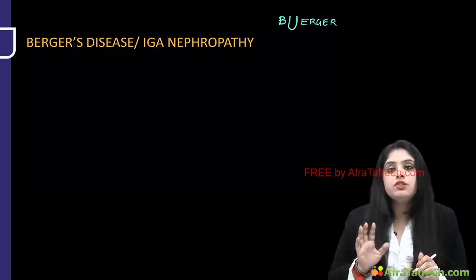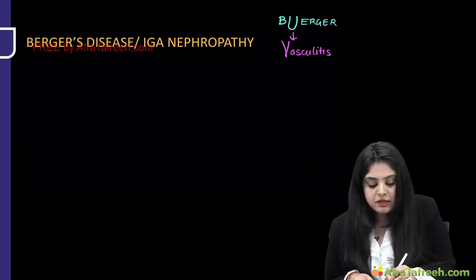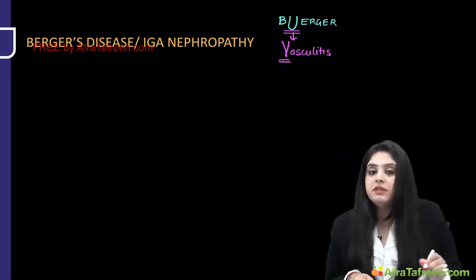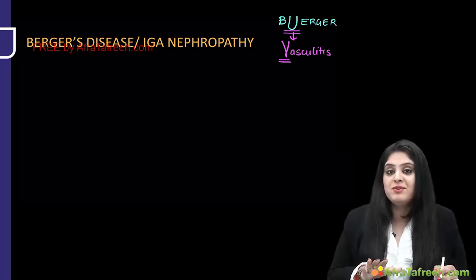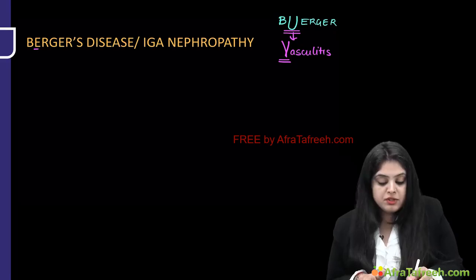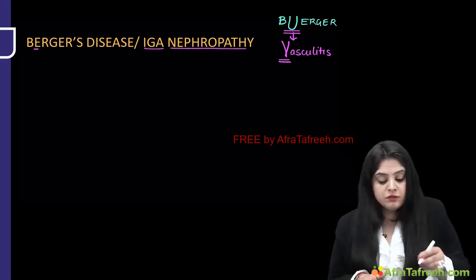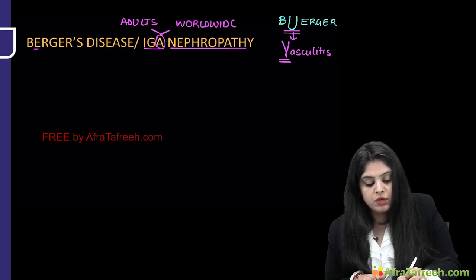Berger's with a U and Berger's without a U. Please remember, the Berger's with a U is going to be with a V, that is vasculitis. This is not the Berger's that I'm talking about over here. Here I'm talking about the Berger's without the U. This Berger's is the kidney disorder known as IgA nephropathy. So first and foremost, like I said, A for adults, it is most common in the adults, and secondly, it is most common all over the world. That is, it is most common worldwide.